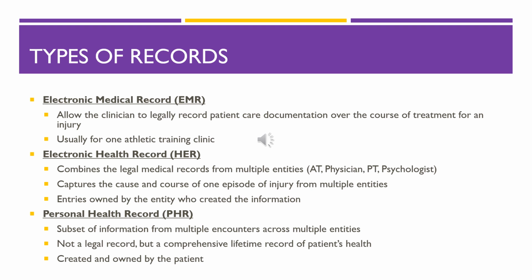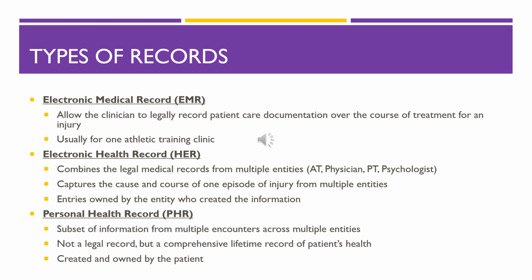Now, an EMR allows the clinician to legally record patient care documentation over the course of the treatment of an injury. And these are what we typically use in our athletic training rooms, what we use to track injuries as they happen with our patients. An electronic health record is the total healthcare record for an individual patient, and it combines the records of healthcare from not just the athletic training room, but from all entities. So the athletic trainer, the individual's personal physician or their team physician, their physical therapist if they have had one, and so on. These capture the cause and the course of one episode from all of these different entities.